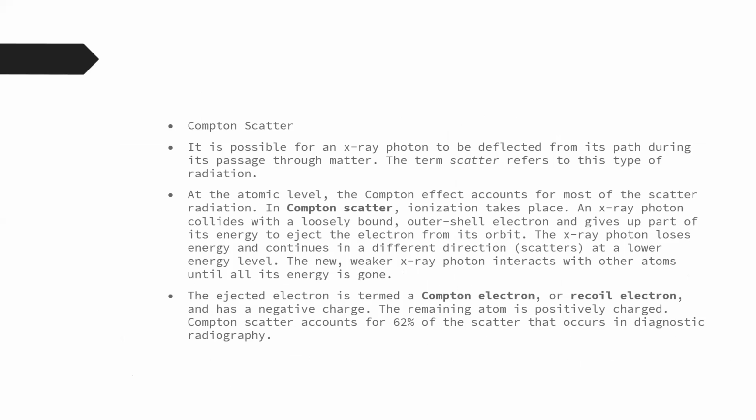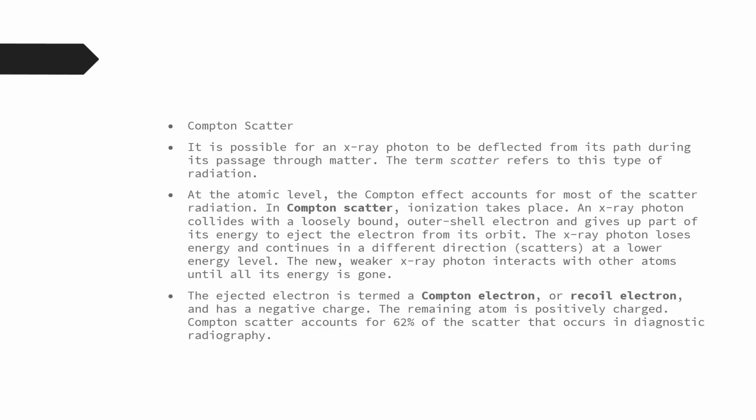Then we have Compton scatter. Now, it is possible for an X-ray photon to be deflected from its path during its passage through matter, right? And at the atomic level, it accounts for most of the scatter radiation, all right? Now, again, with this type of scatter, ionization takes place. So the X-ray photon collides with a loosely bound outer shell electron, not the inner shell one, an outer shell electron, and it gives a part of its energy to eject that electron from its orbit.